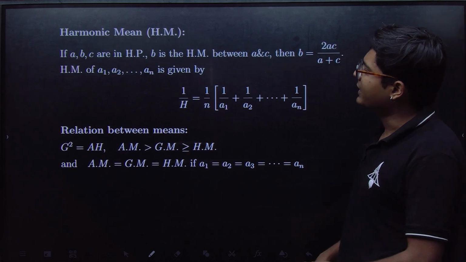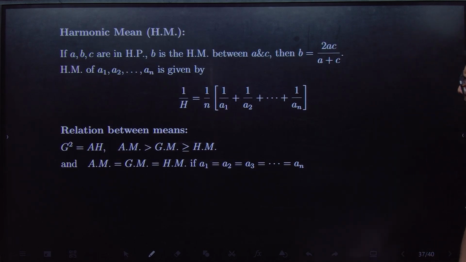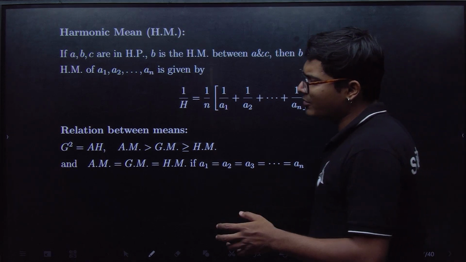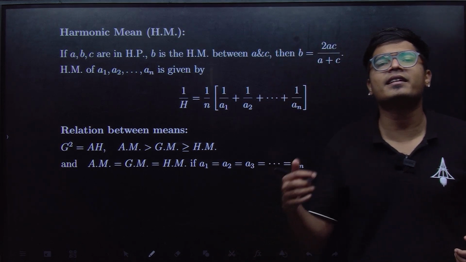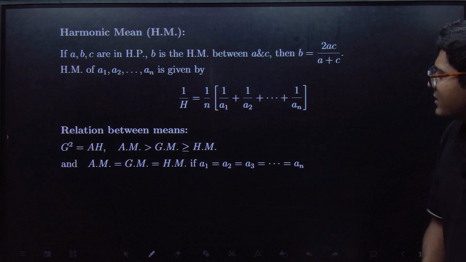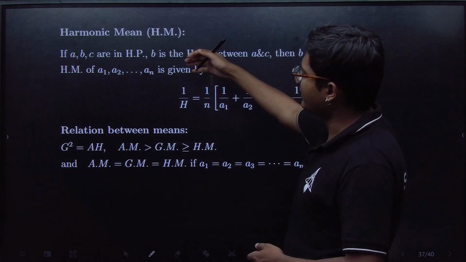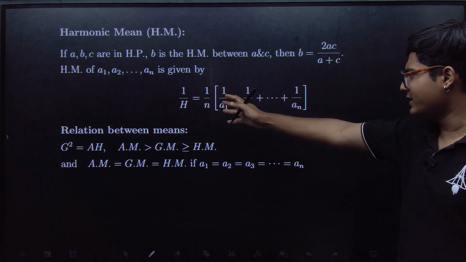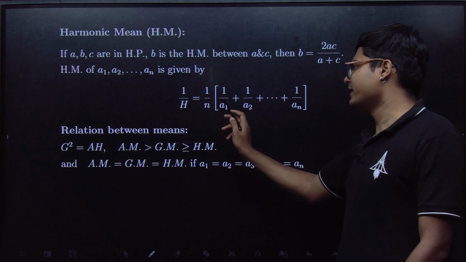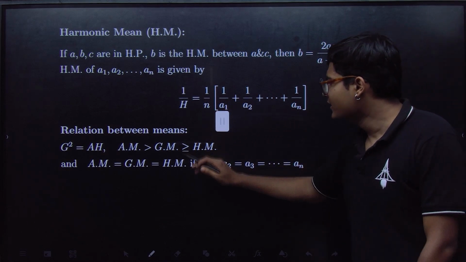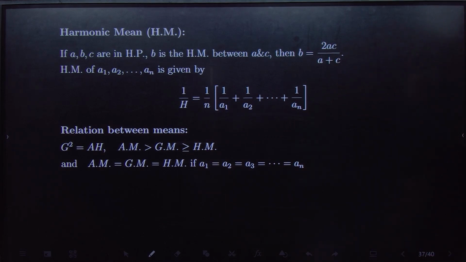Fine. Harmonic mean. What is a harmonic mean? a, b, c are said to be in harmonic progression if their reciprocals form an AP. Similarly, you can also define what harmonic means are. The harmonic mean of these n numbers is given by 1 by h is equal to 1 by n times the sum of the reciprocals.